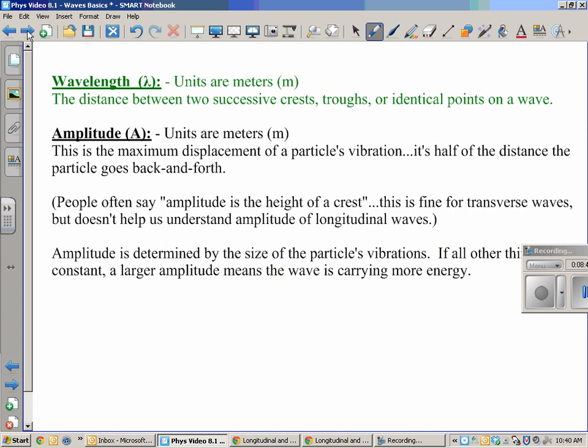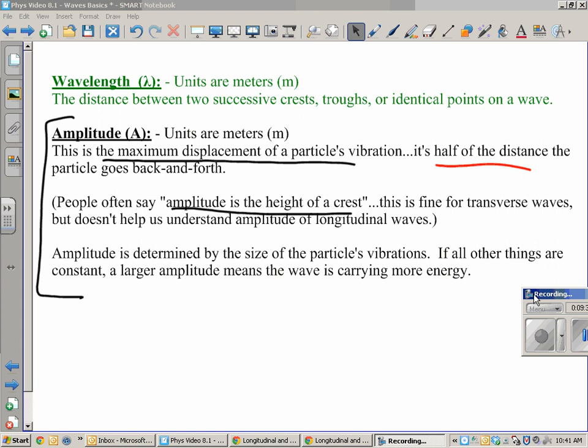Now let's talk about some other things that we can measure. First of all, I'm going to do this out of order. Amplitude, we just finished talking about. Units that amplitude would be measured in is meters, and it's the maximum displacement of a particle's vibration. It's half of the distance the particle goes back and forth. I just showed you that. People often say, and I even said this, that amplitude is the height of a crest or the depth of a trough, which is fine if it's a transverse wave, but it doesn't help us for longitudinal waves. So I really like this definition better, the maximum displacement of a particle's vibration. Conceptually, understanding it this way, half the distance makes sense too. The amplitude is determined by the size of the particle's vibrations. The more the particles vibrate, the more the amplitude is.